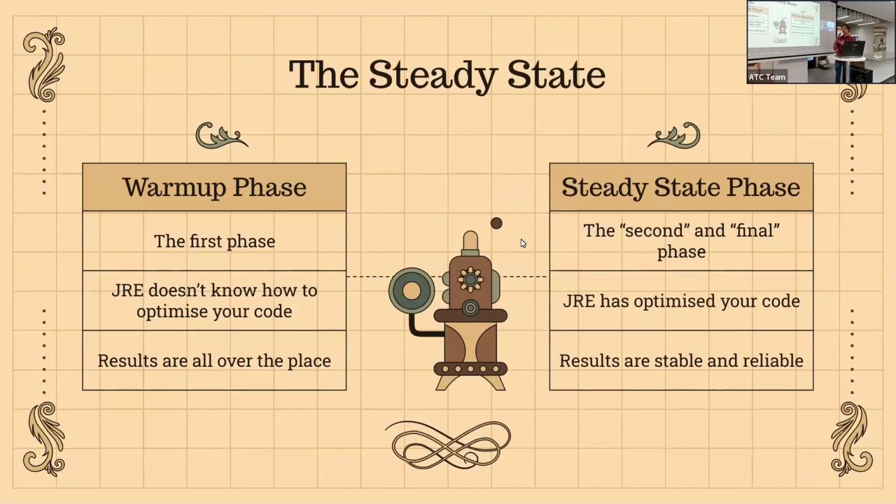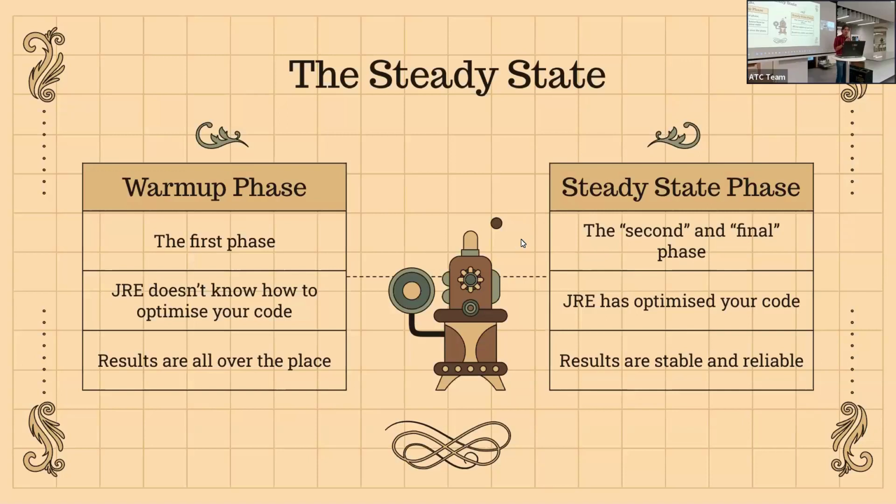Now, the warm-up phase is our first phase. This is where the Java Runtime Environment doesn't know how to optimize your code yet. It's trying to look at places, see what gets called often, and then the results are all over the place. If you try to test this, you'll see wave functions that go up and down, and it's very unpredictable, and we want reliable results.